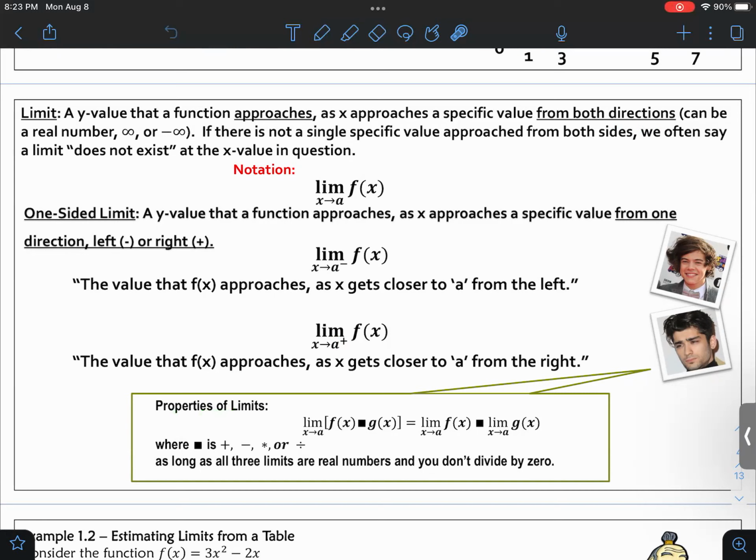Properties of limits tucked into the bottom here of page 4 basically just says if you have a limit of some composition of functions, well, in this case, it's specifically a plus, minus, multiply or divide operator between two functions, you are allowed to evaluate the limit of the functions separately and then just apply that same operator afterwards, as long as you're not getting any division by 0, as long as all 3 of the limits in that equation are real numbers.